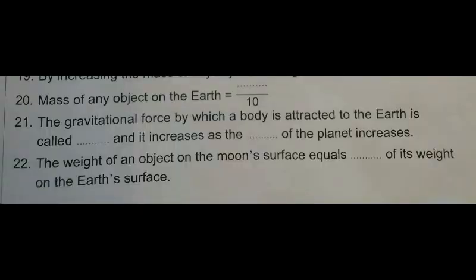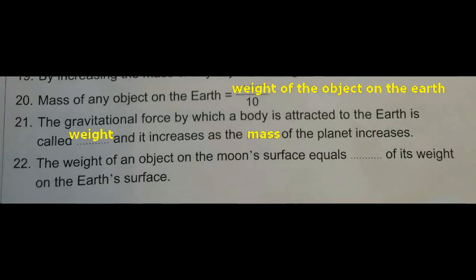Number 20. Mass of any object on the earth equals weight of the object on the earth divided by 10. The gravitational force by which a body is attracted to the earth is called weight, and it increases as the mass of the planet increases.